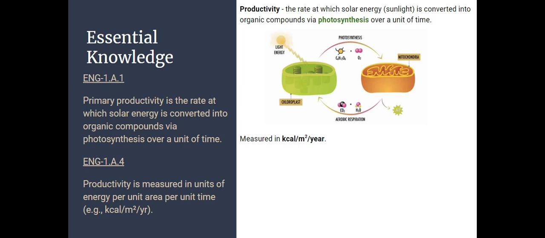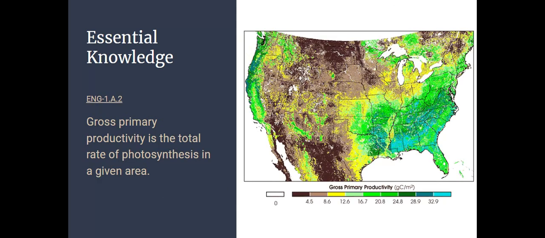So if we were to go to a location and just add up all the photosynthesis that's occurring, and look at all the organic compounds that are being made, that would be considered primary productivity. And productivity is typically measured in kilocalories per meter squared per year. When we look at a given area, as we said, primary productivity is going to be the total rate of photosynthesis in a given area.